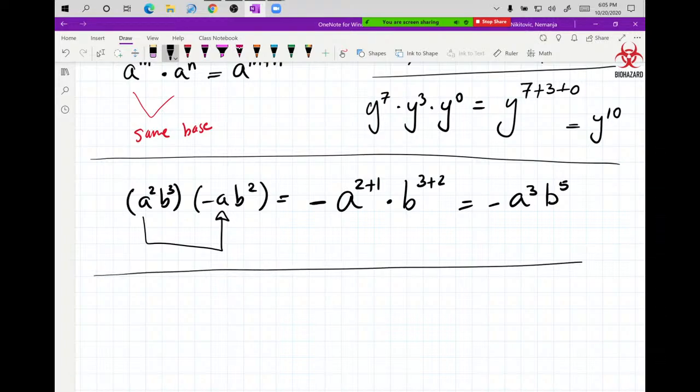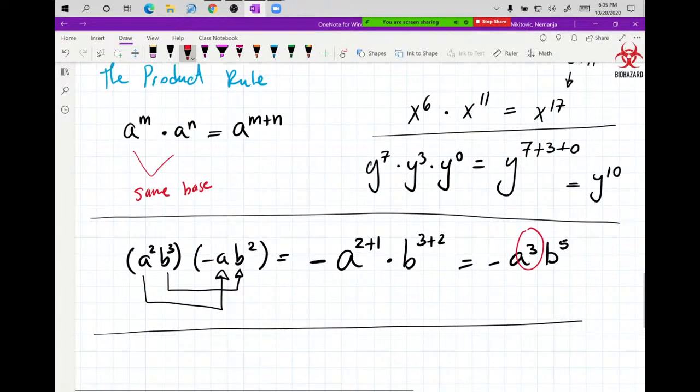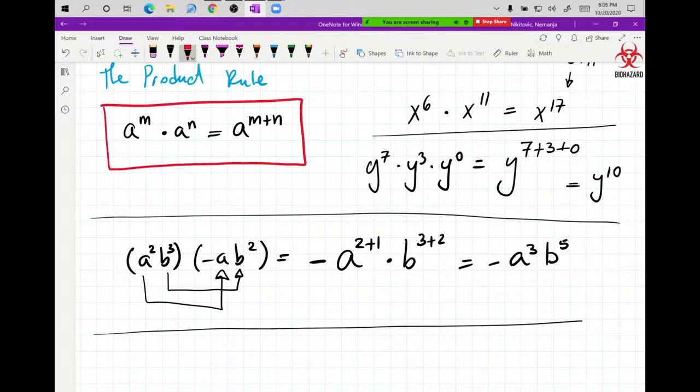So positive times negative number, and then a with a and b with b. How did you get a to the 2 plus 1? What is the exponent on the first a? 2. And the exponent on the second a is 1, because the base is always 1. Okay. So we have 2 plus 1, that gives us 3 by the product rule, right over here. And the other one, b, is 3 and 2, so when you add it, it's going to be 5. Okay. Cool.